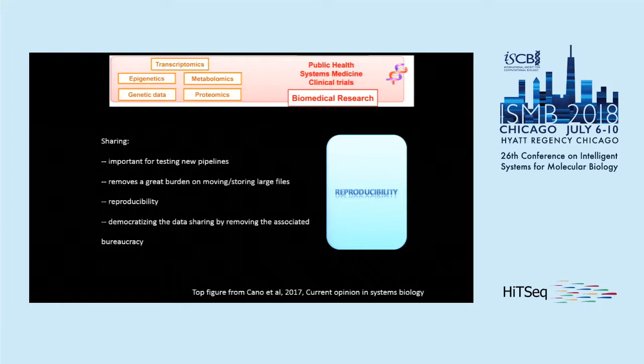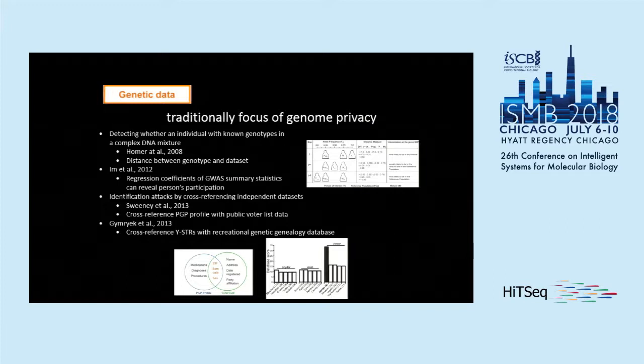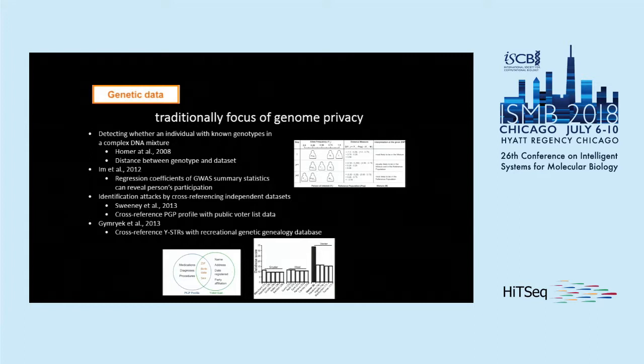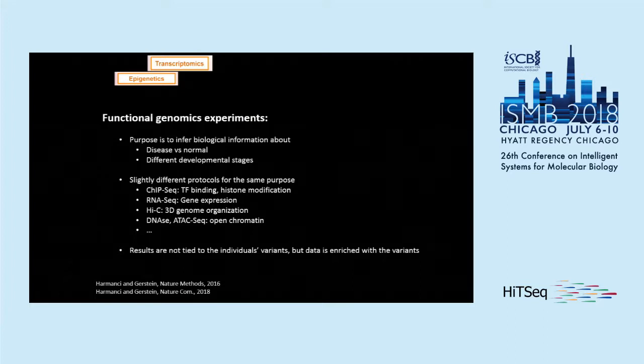But sharing creates problems, especially if this data is coming from the DNA of real individuals, because then you're giving out private information about these individuals. Traditionally, genome privacy focused on DNA data, the genetic data that comes from classical DNA sequencing experiments. Over the past decade, we've seen that there's leakage in GWAS studies. You can cross-reference people's addresses by looking at their personal genome profiles, and you can even infer people's last names from their genome. What I'm going to talk about today is the leakage that comes from transcriptomics and epigenetics data.